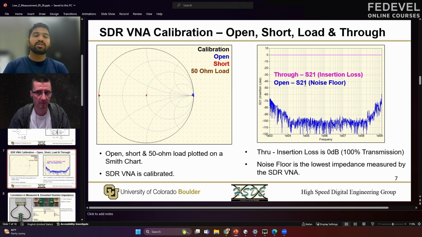Now, this value that you see here can be used to calculate the lowest impedance that this SDR VNA can measure. And we are going to do that later in this presentation. So basically, we don't connect the cables together, but we still see some kind of measurement. Yes, and that means what we call the noise floor. And we'll use that noise floor because that is also the lowest impedance that this SDR VNA can measure. And being a low cost VNA, we definitely want to understand its limitations and its capabilities.